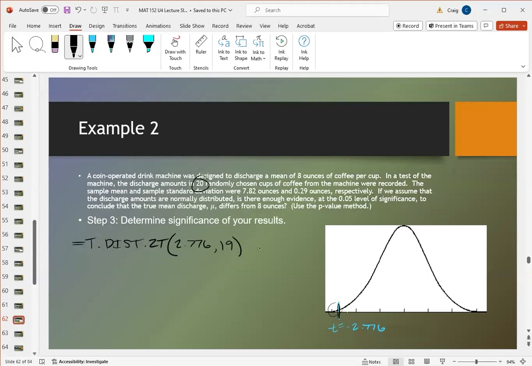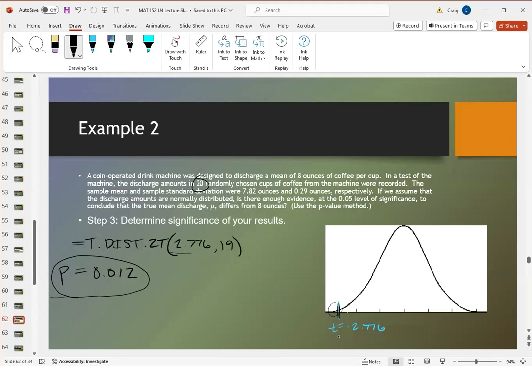Now, when you use this command in Excel, because the t distribution is symmetric and because of the way the function works, if you have a negative value, you still always want to just plug in the positive value. Otherwise, it's going to give you an error. And if we do this, this will give us the probability, 0.012. And so clearly, the probability of randomly choosing this sample is less than 5%.